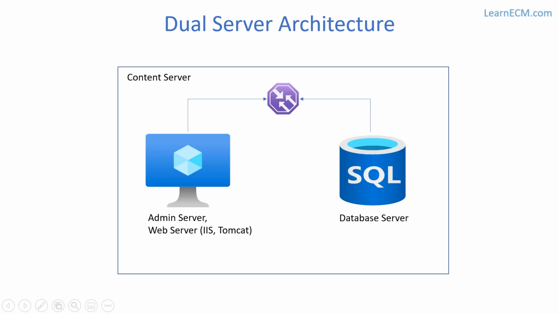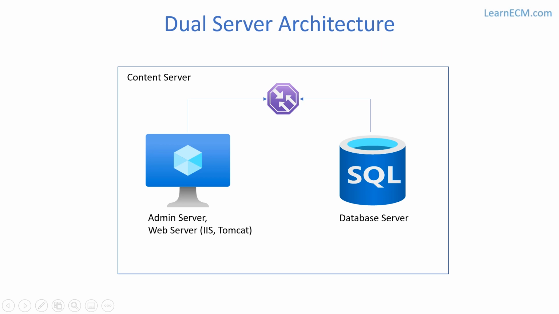Then comes the dual server architecture. Now we start separating the components. First is the database server. We will install the database on a separate machine, and then the admin server as well as the web server will be hosted on another VM. So it's a two-system based architecture. That's why we call it dual server, and both systems will be connected with each other.